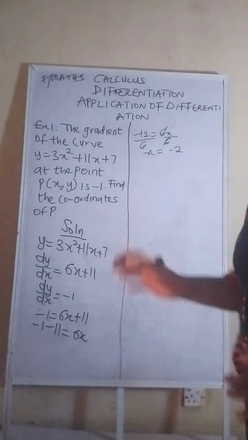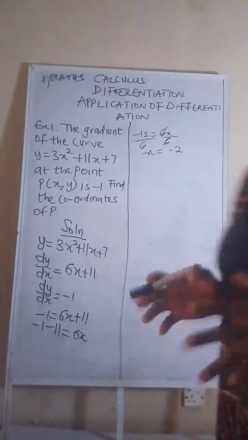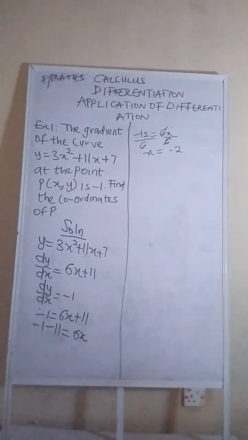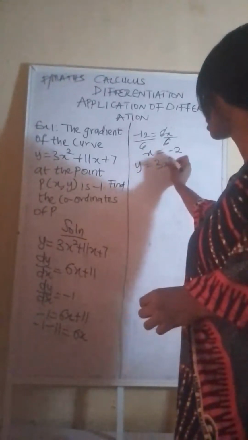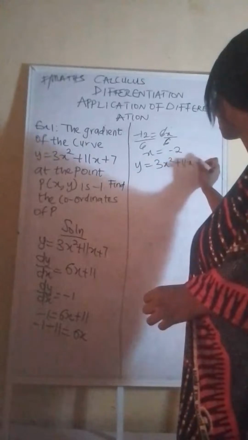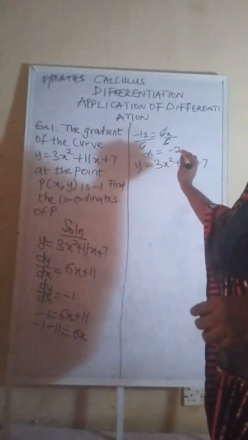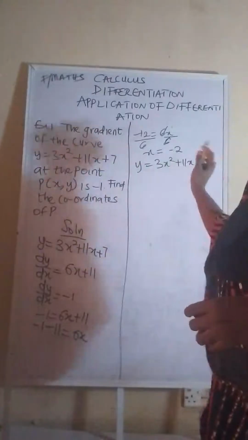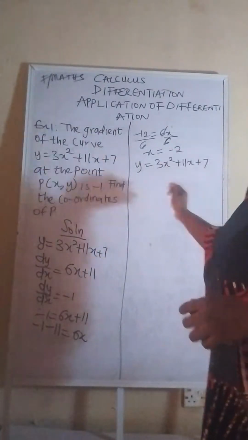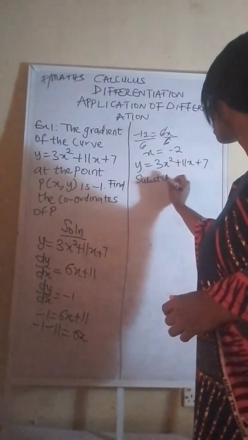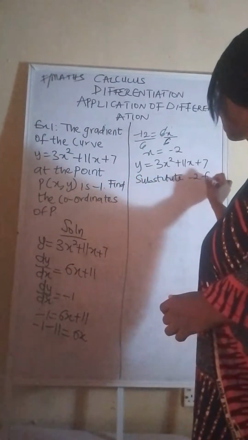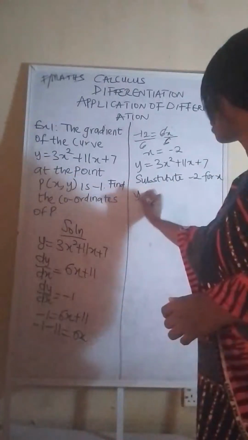So we want to get our y. Do you understand? We've gotten our x, we want to get our y. To get our y, y equals 3x squared plus 11x plus 7. Wherever you see our x, you're going to change it to minus 2. So we're substituting minus 2 for x in this equation so that we can get our y.